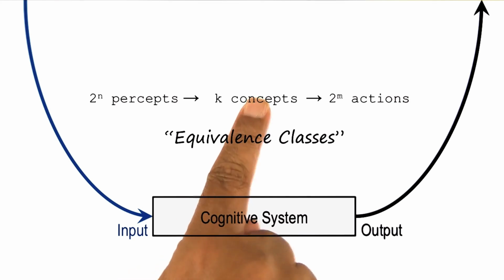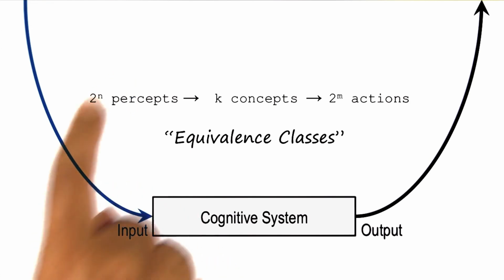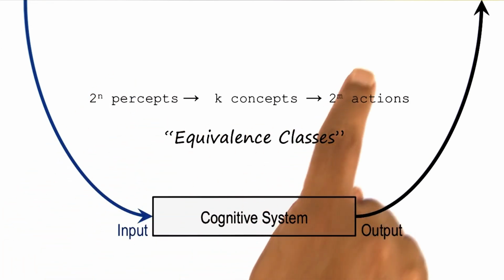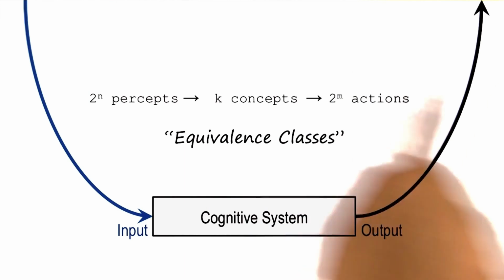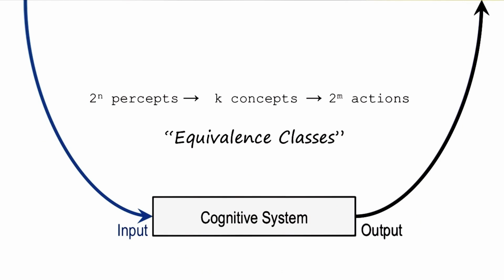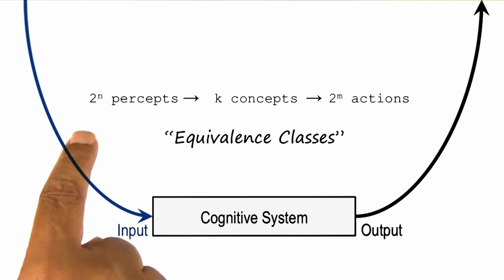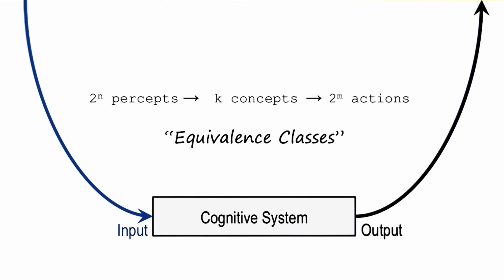If there were no concepts, we were mapping these 2 to the power n combinations of percepts into these 2 to the power m combinations of actions, then we could think of an intelligent agent as one large giant table. The rows of that table are all the 2 to the power n combinations of percepts, so there will be that many rows, and the columns are 2 to the power m actions. Given a percept, I know exactly what action to take. The table tells me that. But it's going to be a very large table. We don't know how to use it. It will be very costly to use it, and we don't know how to build such a table.